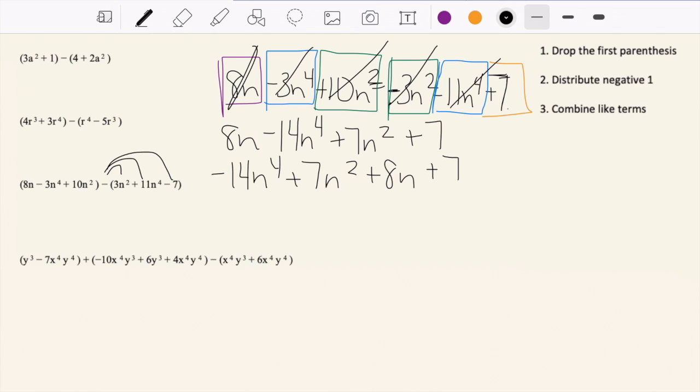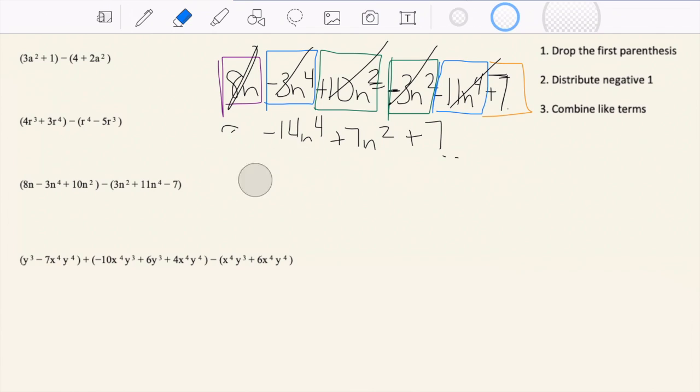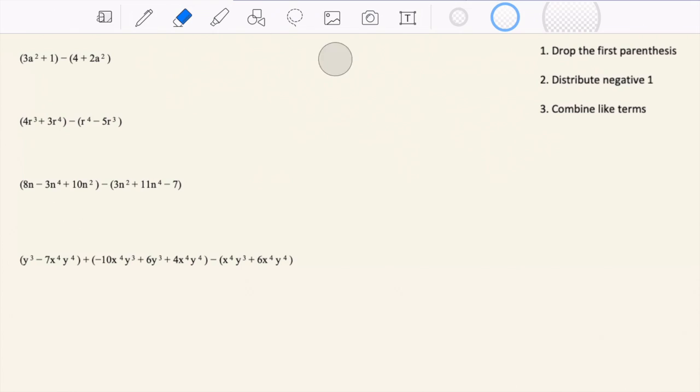Now we have this last one that's really long, but we use those same 3 steps every time. What I want you to realize is even though it looks really complicated, we're still doing the same steps.